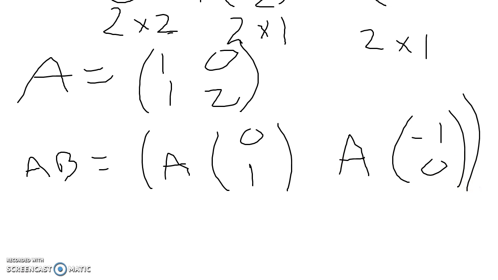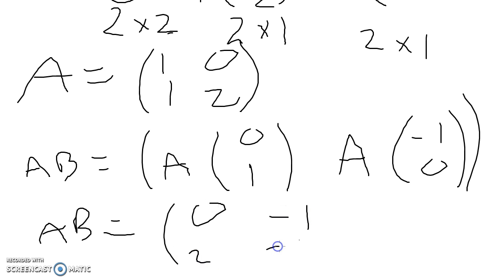Okay, so we have this, right? And this is function composition. And what we can do now is we know that A is a 2-by-2 matrix, and we know that 0, 1 is a 2-by-1 matrix, and same for this right side with -1, 0. And so we can just multiply them. And so we get AB, which is equal to 0, -1, 2, -1.